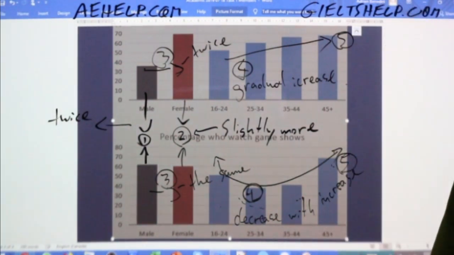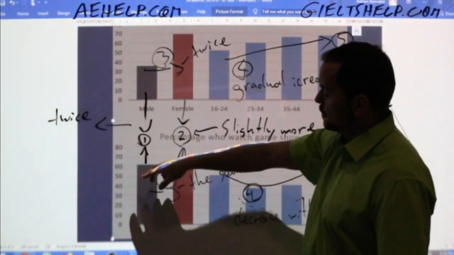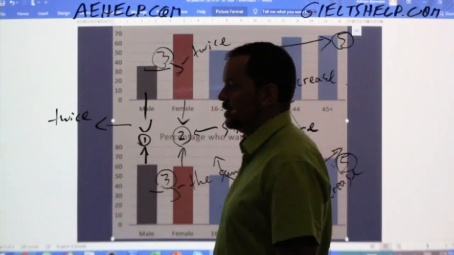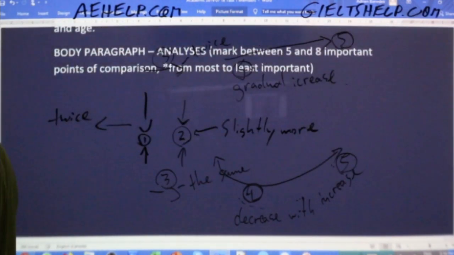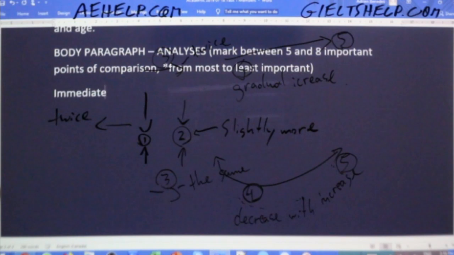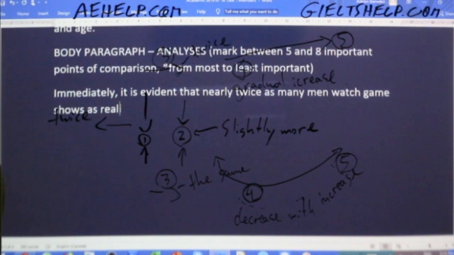All right, so then let's write our sentences. So let's write this sentence 1 with men, where basically we have twice as many men watching game shows as reality TV shows. So let's start putting these sentences together. Write with me, okay? I'm going to move nice and smoothly through this part of the essay, okay? So immediately, it is clear or evident that nearly twice as many men watch game shows as reality TV at about 62%.